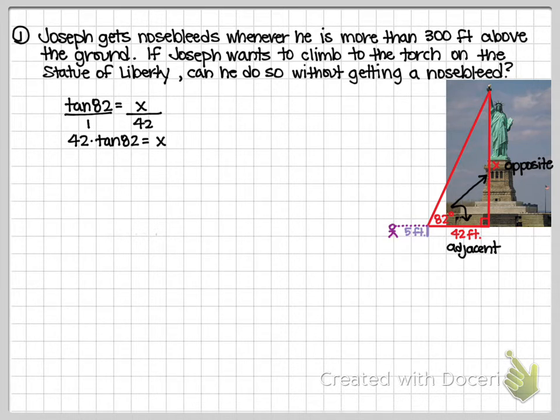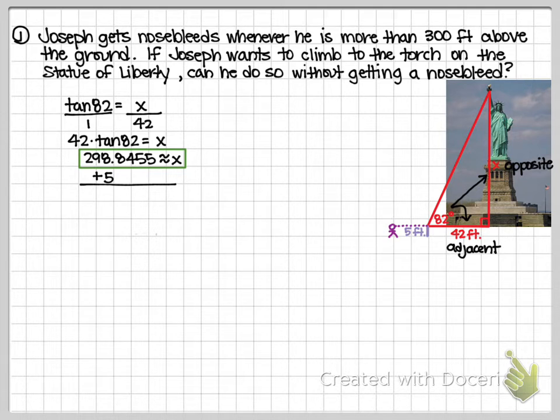So have your scientific calculator in front of you, either your own or the one that I have linked to our class. And we'll go ahead and multiply those two together. Okay, so that's going to give me 298.8455. That's the approximation for X. So on first glance, we would say, yeah, sure, Joseph, go right ahead. You won't get a nosebleed, but we need to consider the fact that he still has that additional 5 feet. So we need to add 5 because of his eye height.